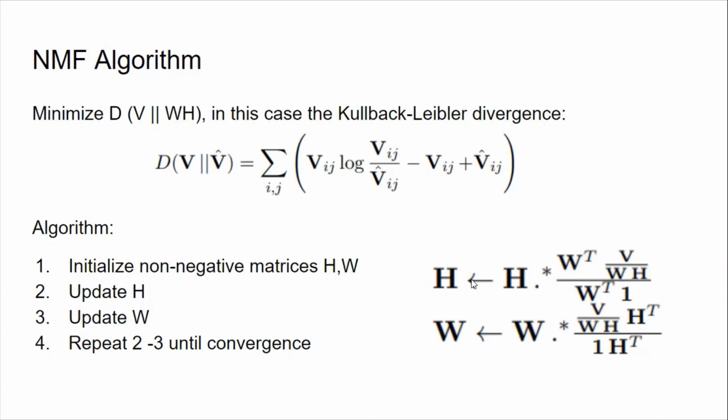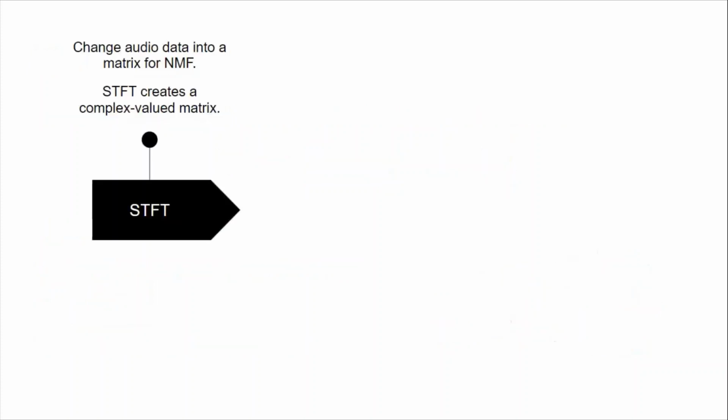Unfortunately, it doesn't give you the global minimum, so it doesn't give you the best possible solution. So that's something to look out for. It can give you a bunch of different solutions, so it's not guaranteed to find the best answer. All right, so these are basically the steps to go through non-negative matrix factorization for audio signals.